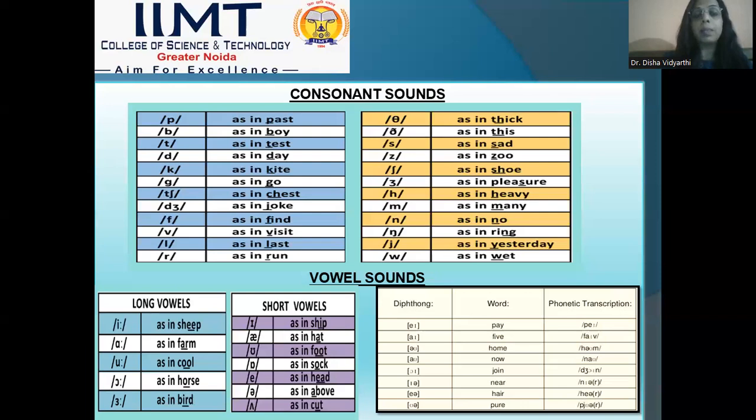Like in "boy", there's a b sound. In "test", there is a t sound. We are not saying that in "test" there is "t", because that would be the study of letters and alphabets. But because we are studying the sound system, we have to keep our focus and attention on the particular sound, and those particular sounds are written under the slash marking, as is very much visible on the screen. And there are different symbols also, like you can see, there's written "chest".